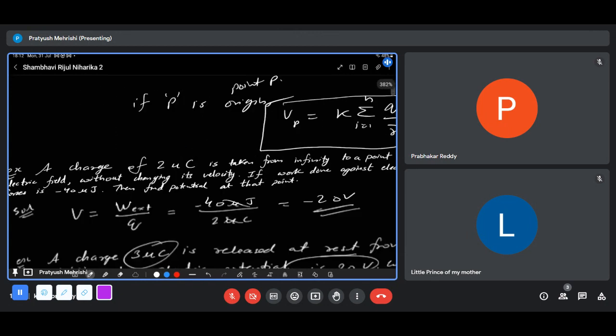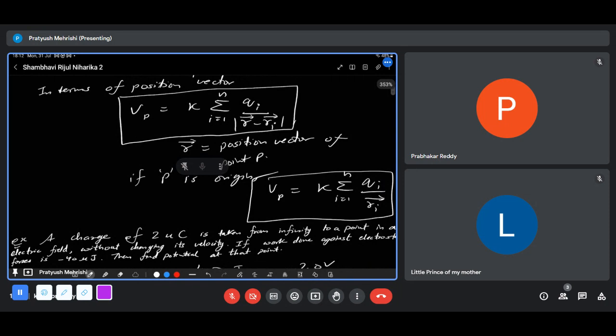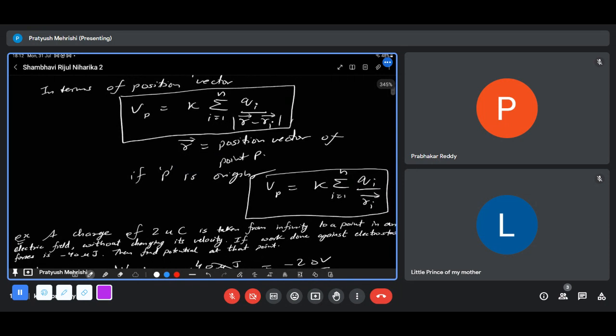Now, based on the principle of superposition, see this question. A charge of 2 microcoulomb is taken from infinity to a point in an electric field without changing its velocity. If the work done against the electrostatic force is minus 40 joules, then find the potential at that point. Calculate it.